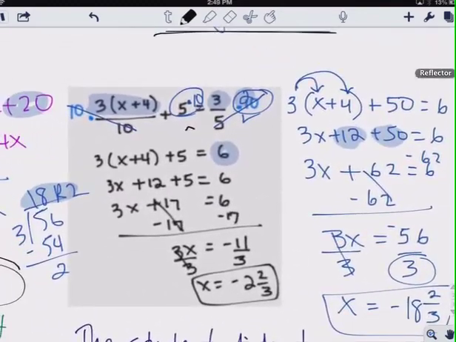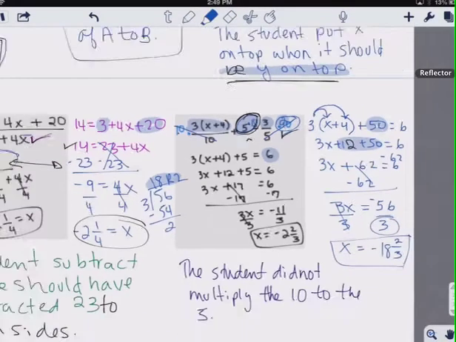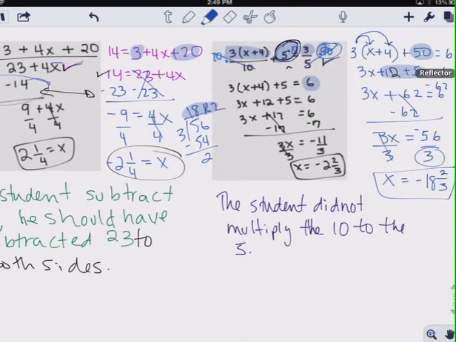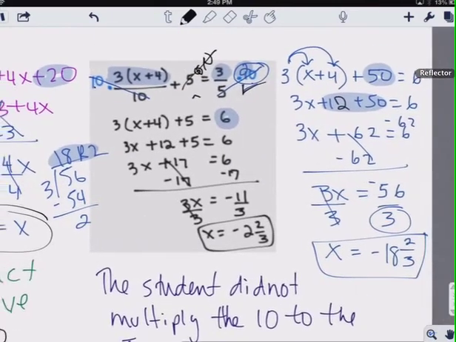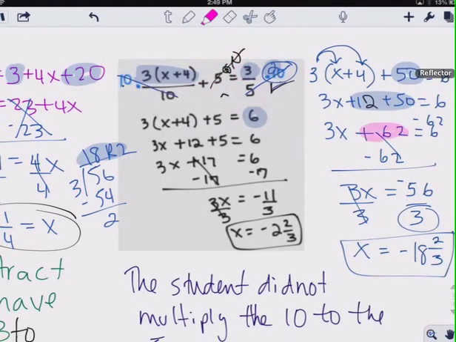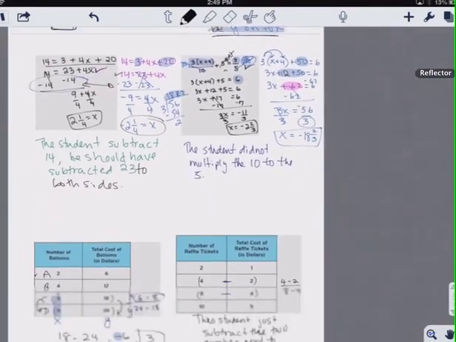Here, checked off, they did the first one right there. That's the error. The least common denominator is 10. You multiply 10 to all, and even in the middle, the 10 there, you get 50 there. Okay, and then they combine like terms. So the mistake then, the student didn't multiply the 10 to the 5. They forgot to multiply this 10 right here. That 10 needs to go to the 5 also, which makes it 50. Combine the like terms right here to get 62. Subtract 62 on both sides, you get 56. Divide, and you get negative 18 over 2/3.